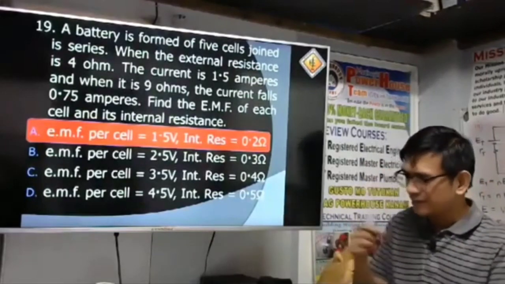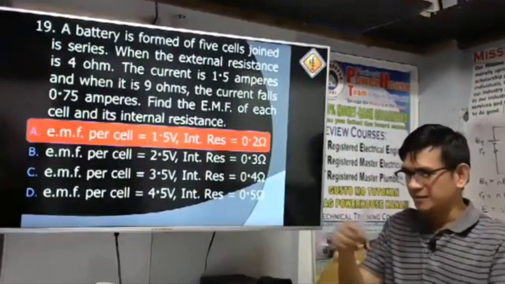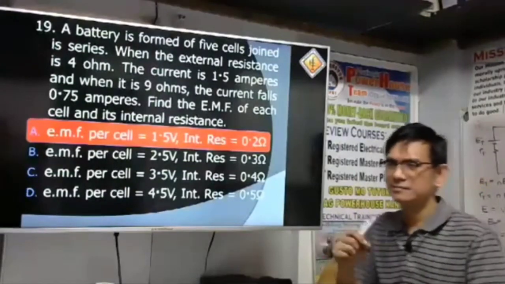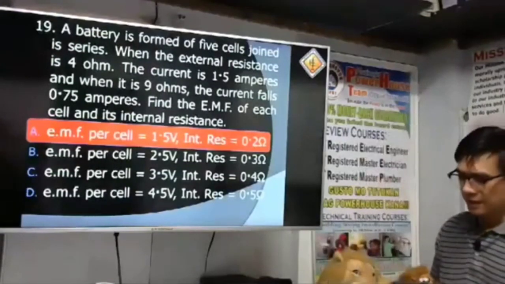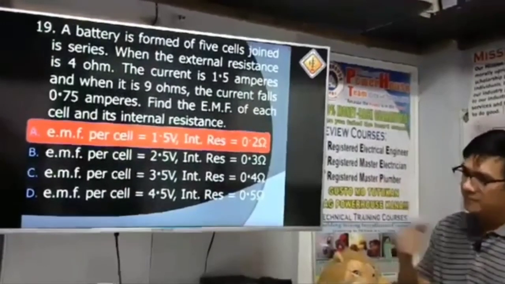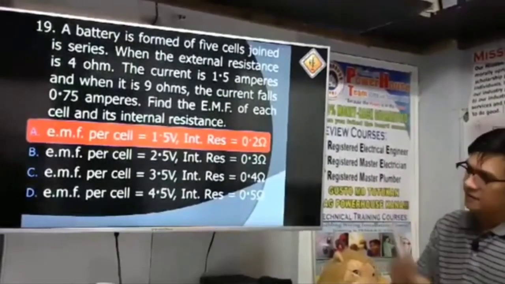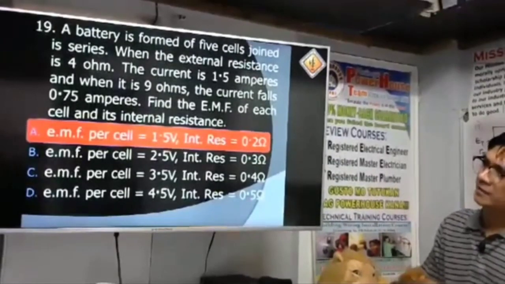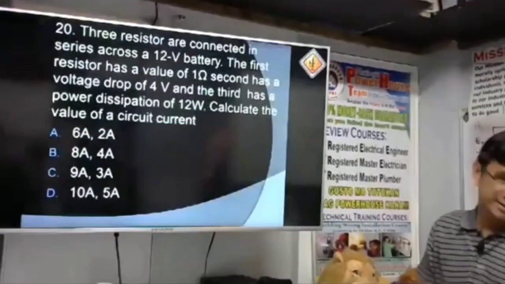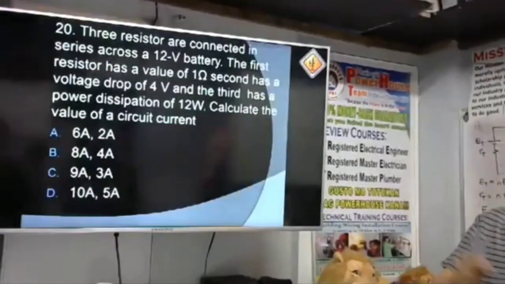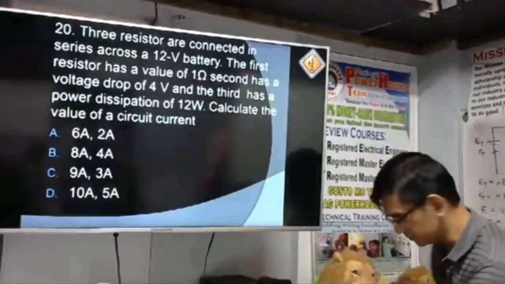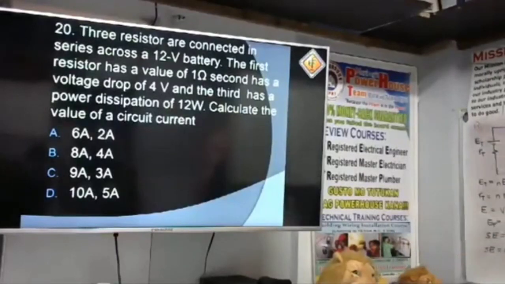If you are doing many practice problem solving, the hardest problem can be very easy for you, because you are practiced. Okay, number 20 na tayo. This is our last problem. Number 20.